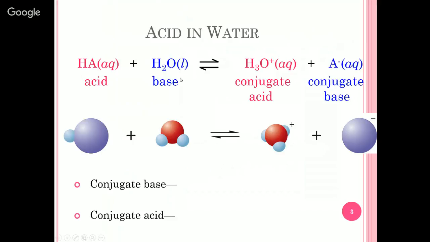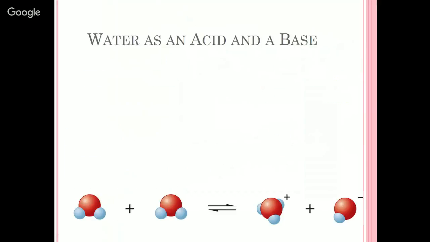Notice here, water is neutral. It accepted the proton because it's a base, so its charge went up. The acid donated its proton, the charge went down. So water can act both as an acid and a base, which means that it is amphoteric, so it can both donate a proton or accept a proton.